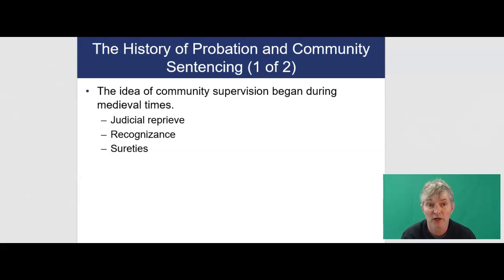There's a history behind probation and community sentencing. The idea of community supervision began during the medieval times, based on judicial reprieve. This is the common law practice that allowed judges to suspend punishment so that convicted offenders could seek a pardon, gather new evidence, or demonstrate that they had reformed their behavior.